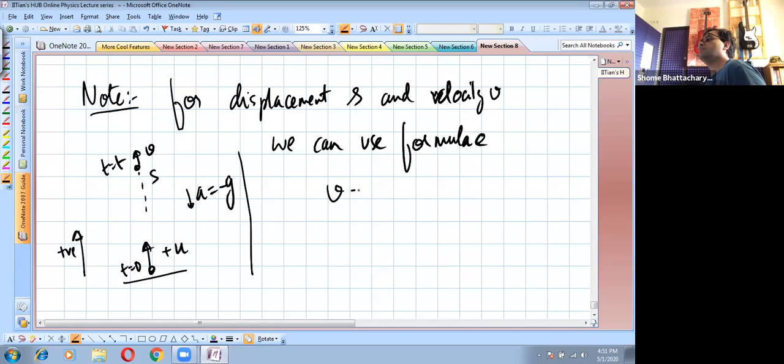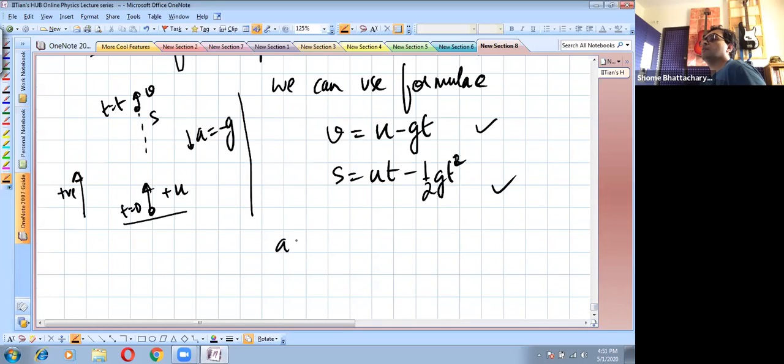So we can use this. So we can use that formula v is equal to u minus gt, and we can use the formula s is equal to ut minus half gt square. So for these two things, we don't need to bother about anything. You just directly substitute in the formula. Okay. So for the A part, you substitute t as 4 seconds. u is of course plus 60.